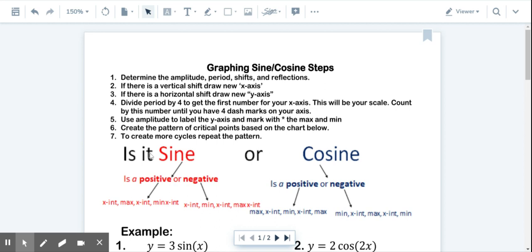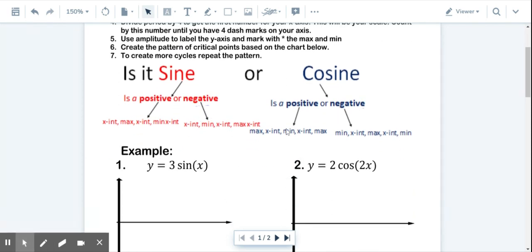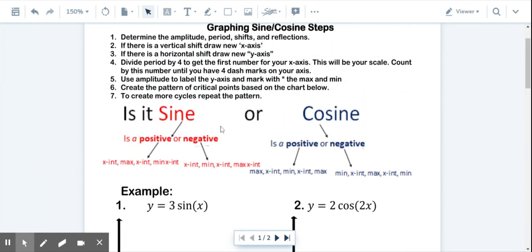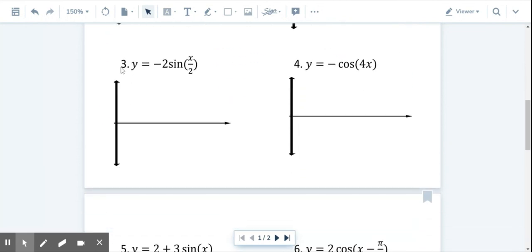In this video, I'm going to be showing you more examples of graphing sine and cosine functions, but now ones that have negative a values. So we're going to follow the same steps as we have up here, determine amplitude, period, shifts, all of these steps, and we're just going to use the negative side of our little chart here. So here we have y equals -2 sine of x over 2.